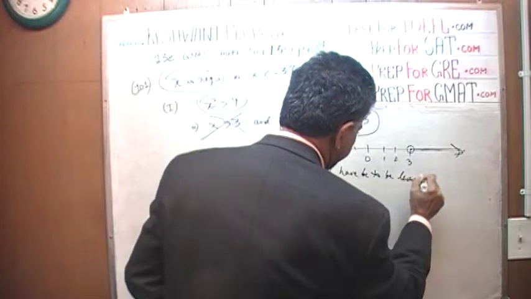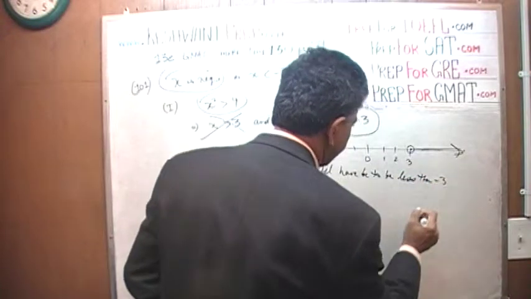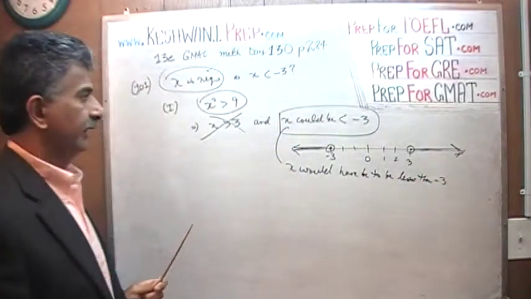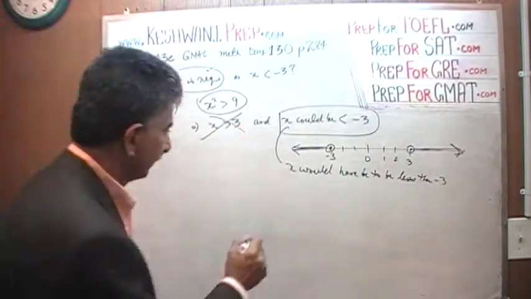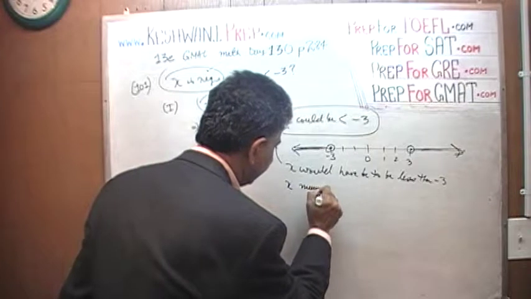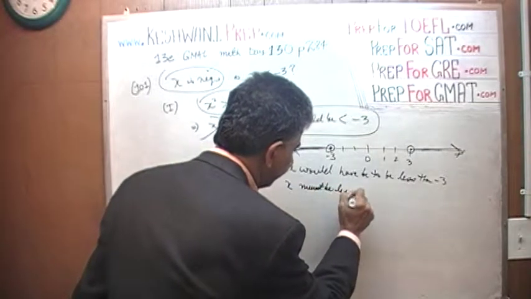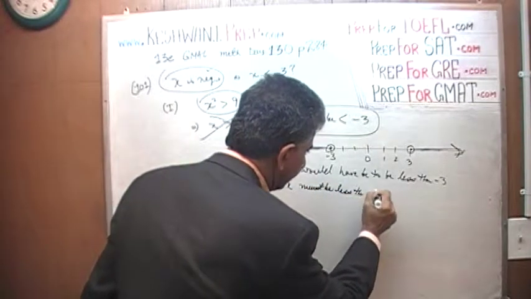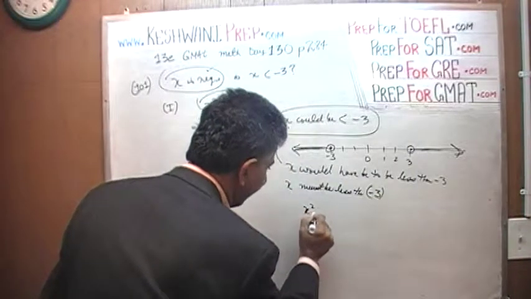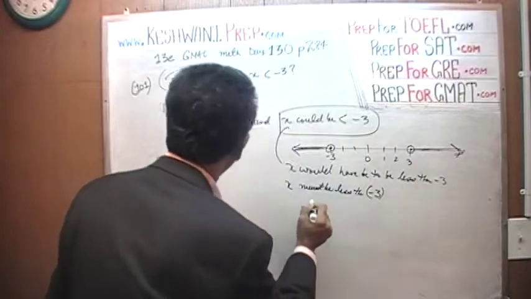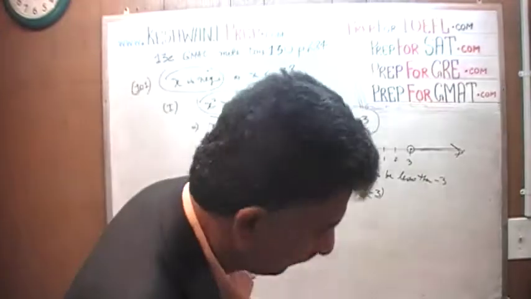less than negative 3. X must be less than negative 3. So the question simply was, is x less than negative 3? The answer is yes. X must be less than negative 3. That's the only way we're going to find x squared to be more than 9.